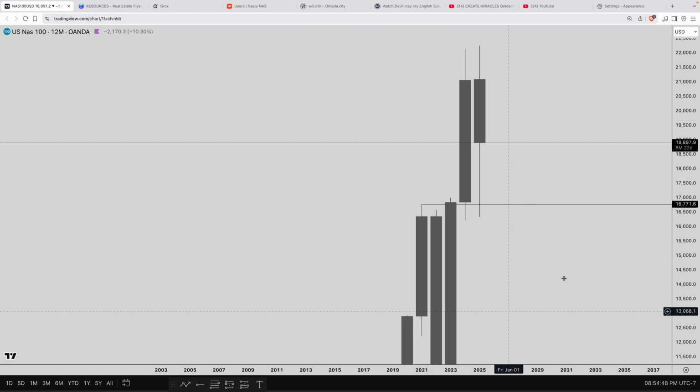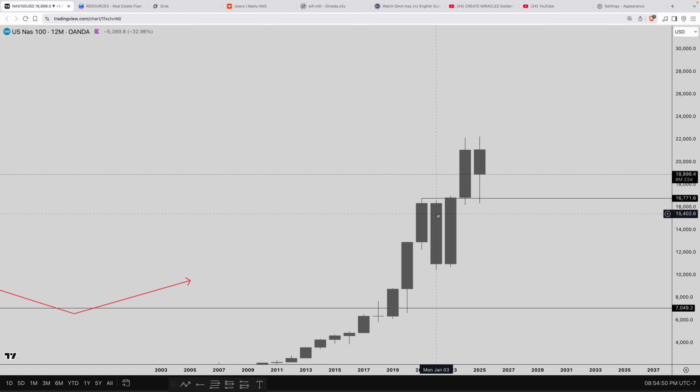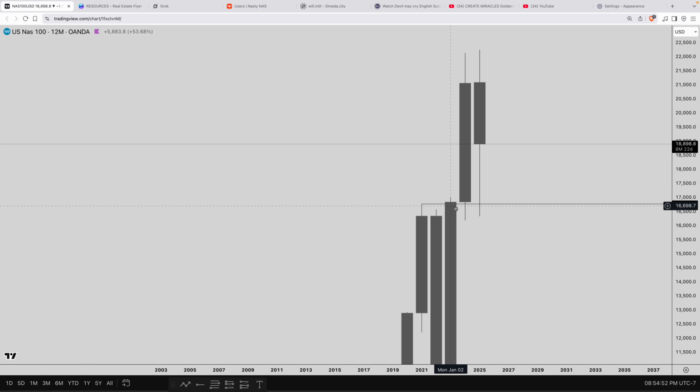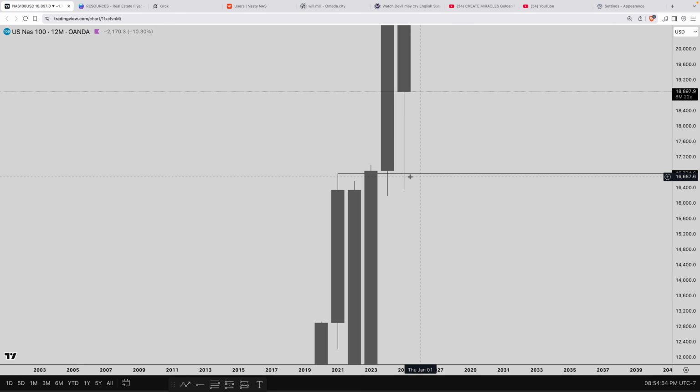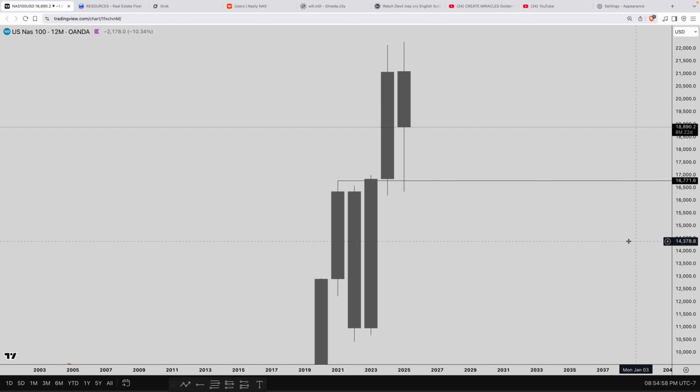So we can assume step 1 and 2 already happened. Step 3 is the break of structure, right? Step 4 is the retest, and you got 2 chances. Let's go to the monthly.